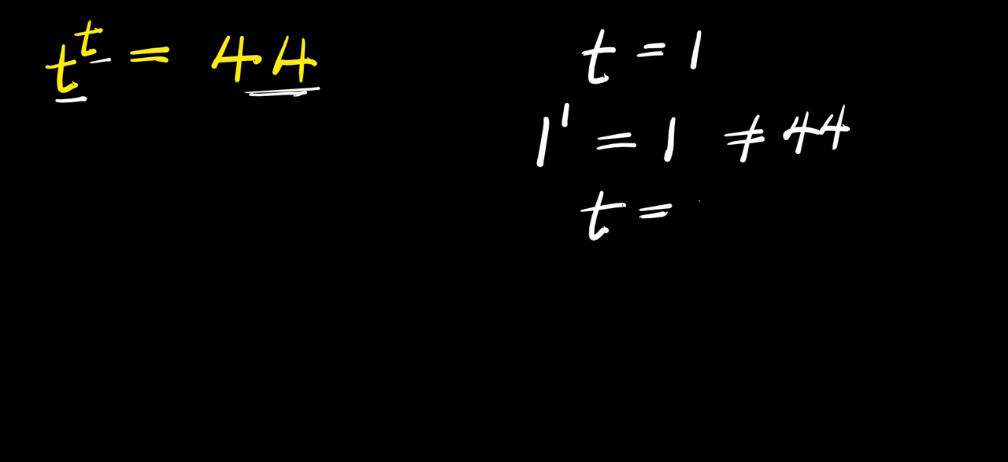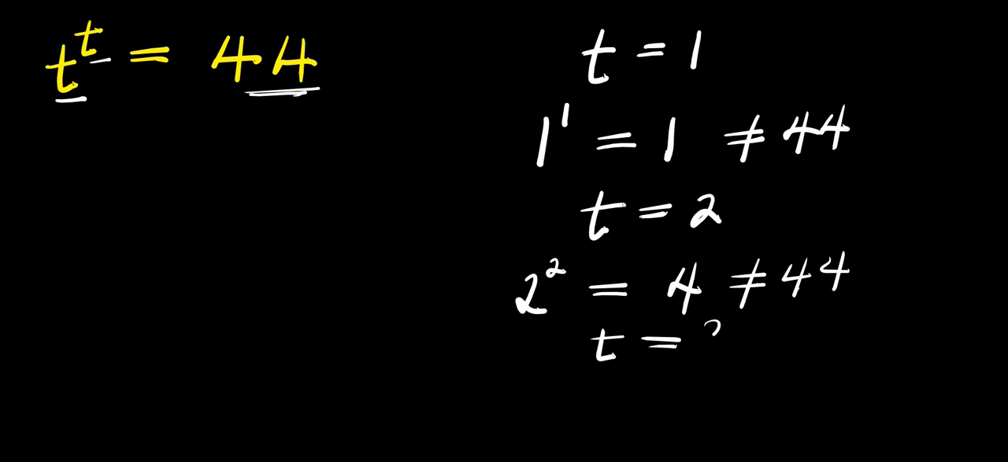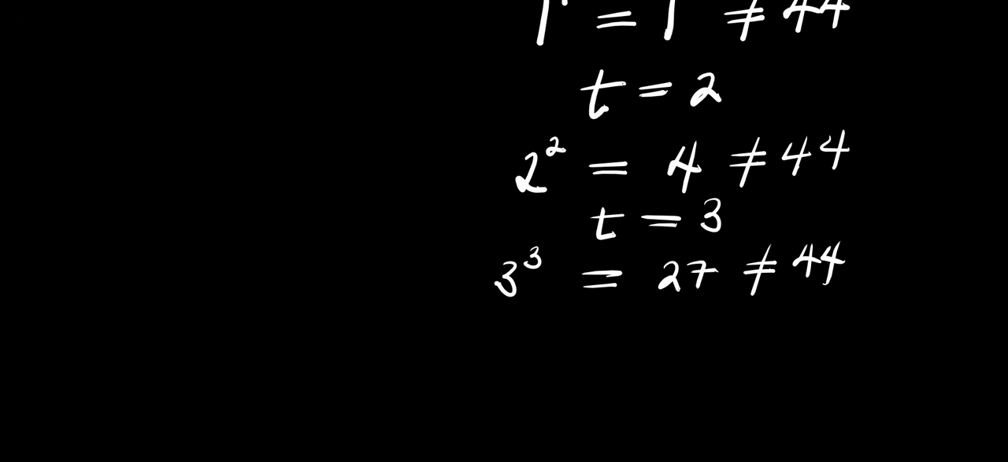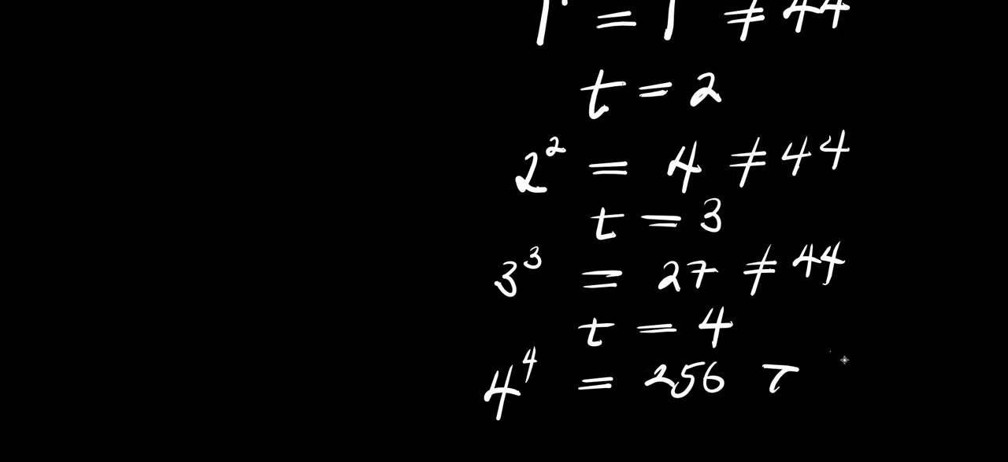If you have t equals 2, that means you have 2 power 2. This is 4, and this also is not 44. If you have t equals 3, this is 3 power 3. That is 27, and this is not 44. And if you have t equals 4, that is 4 power 4, and this is the same thing as writing 256. And this is obviously greater than 44, and it's not the same thing as 44.